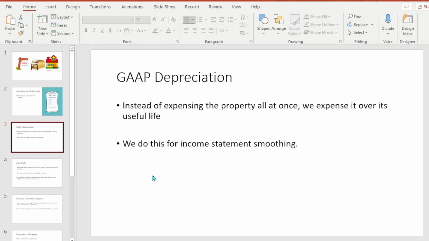So, what would happen if all of a sudden, I have this income statement and I just report this massive, massive expense of $390,000 out of nowhere? And let's say I do this like every other year. Well, investors, they're going to get thrown off. They're going to be like, whoa, what's this? Where did this come from? So instead of expensing it all at once, we expense it over the useful life of the asset. And this is primarily done for income statement smoothing. So we see the smoothing effect among many different quarters of the financial statements.